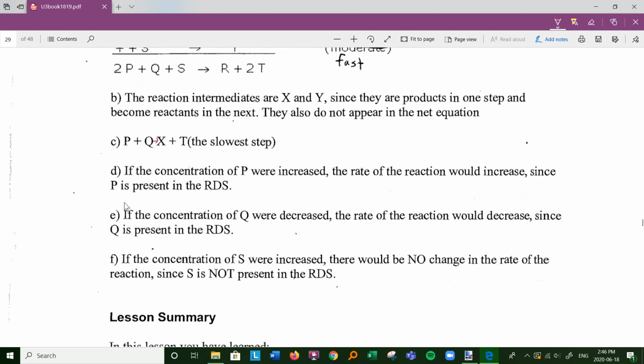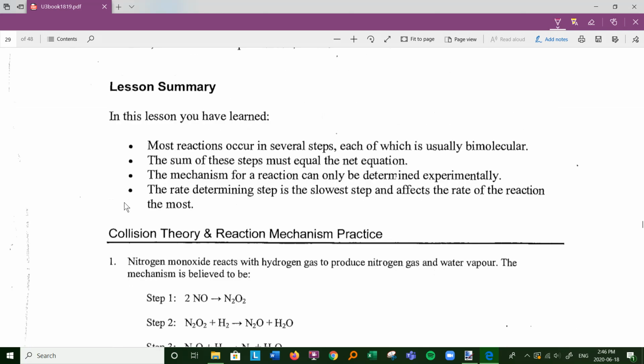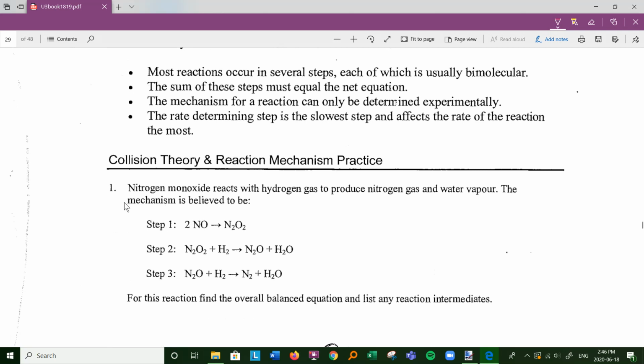Okay, lesson summary. What have we learned? Most reactions occur in several steps, each of which is usually bimolecular. The sum of these steps must equal the overall equation. I don't want to call it net equation. I want to call it the overall equation, or just use that symbol. The mechanism for reaction can only be determined experimentally. Now, you're taking that on faith, but that is true.